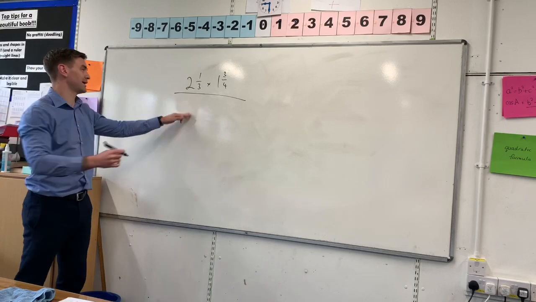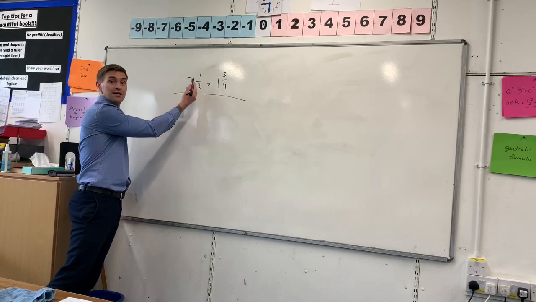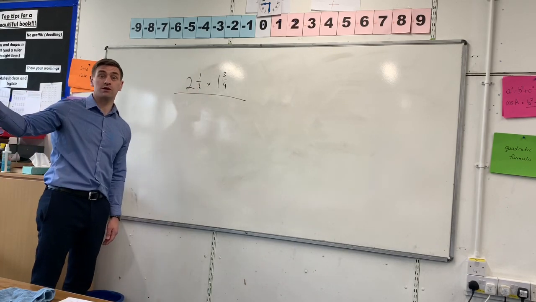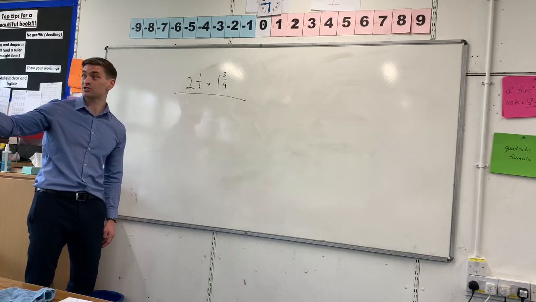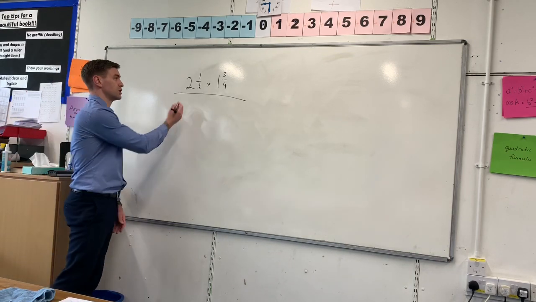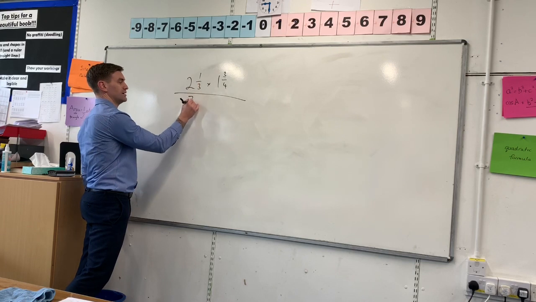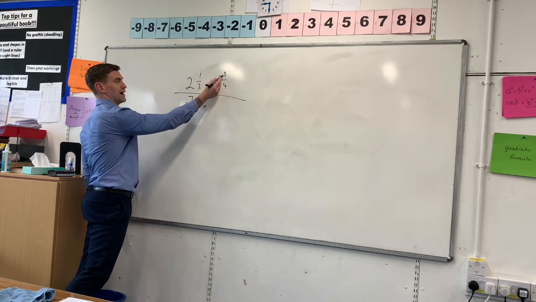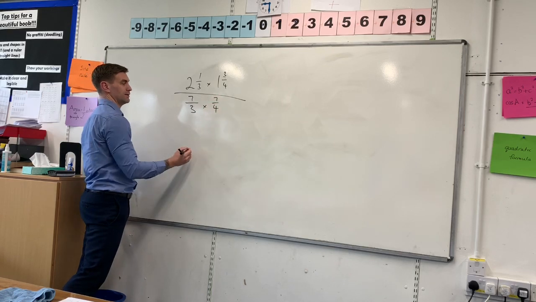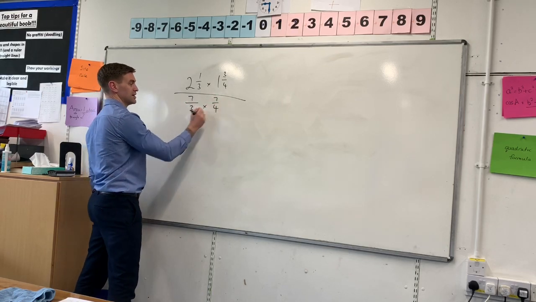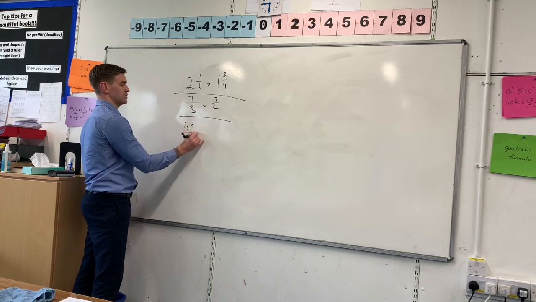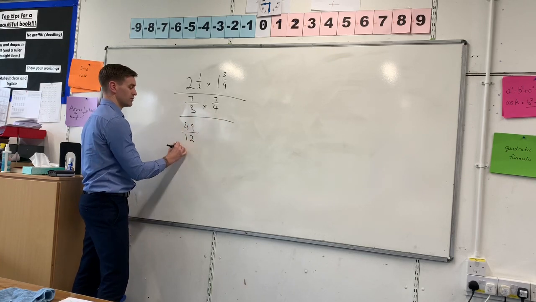No. Okay, so we do big times bottoms, add tops, okay? Barry will know that because she's in my maths class and sometimes I break out into songs. So 2 times 3 is 6, add 1 is 7, and it's thirds. Times 1 times 4 is 4, add 3 is 7. Okay, so now I can just do 7 times 7, which is 49, and 3 times 4, which is 12.